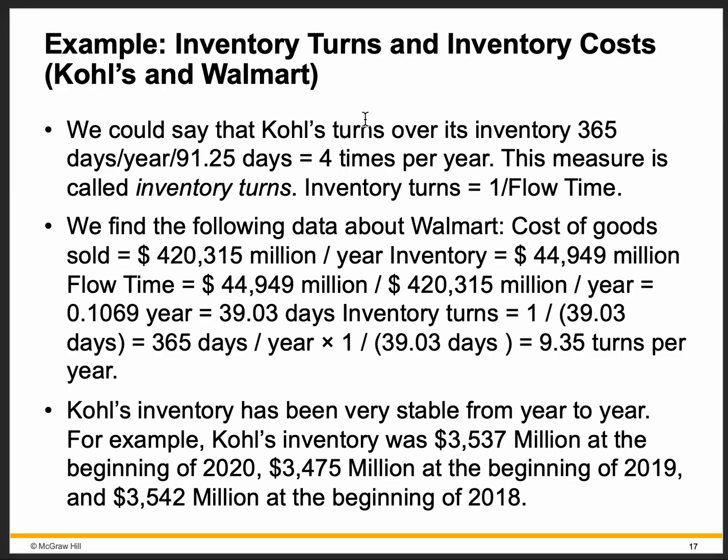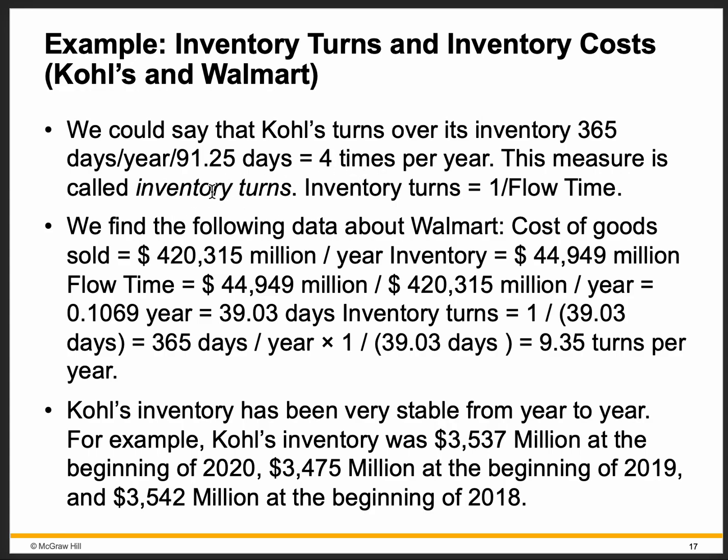Now with that, we can calculate the inventory turns. So we say that Kohl's turns over its inventory in 365 days a year. Within those 365, because it takes 91.25 days for $1 invested to come back, it does this approximately 4 times a year. So 365 divided by 91 is actually 3.2 or something like that, but you can round that up. So approximately 4 times a year. So this measure is called the inventory turns. And actually, this is very close to 4 times a year. So it's not 3.15, it's like 3.9 something.